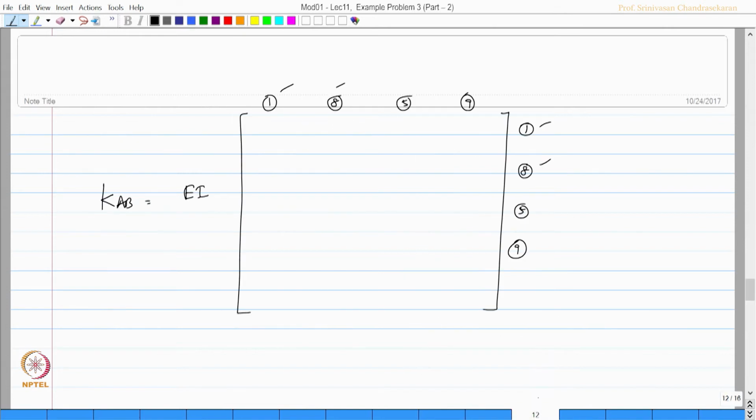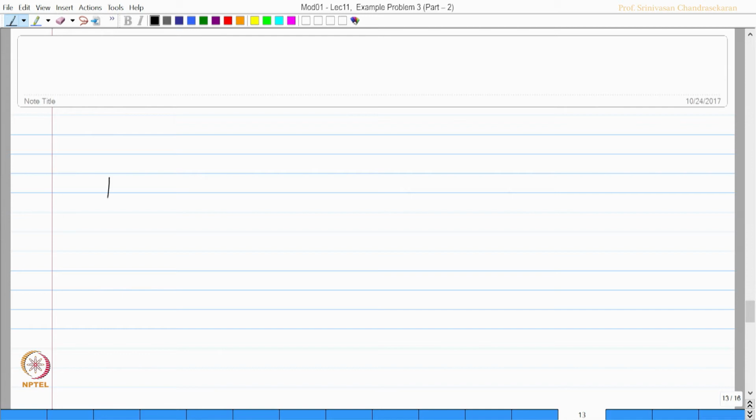Let us do that here. The values are 2, 1, 0.5, minus 0.5. Then 1, 2, 0.5, minus 0.5. Then 0.5, 0.5, 0.167, minus 0.167. Then minus 0.5, minus 0.5, minus 0.167, 0.167. Okay, KAB.